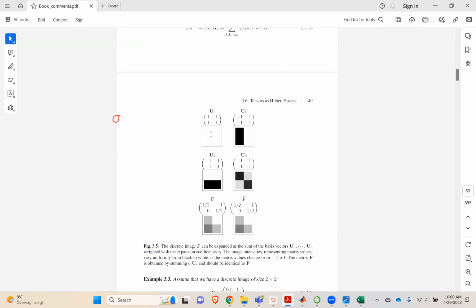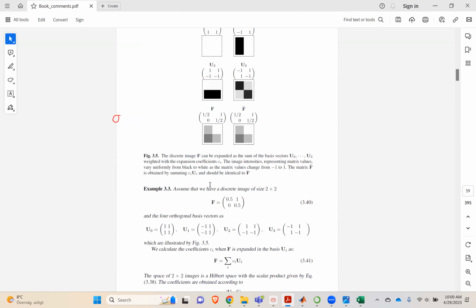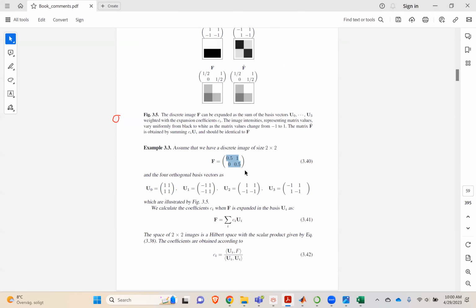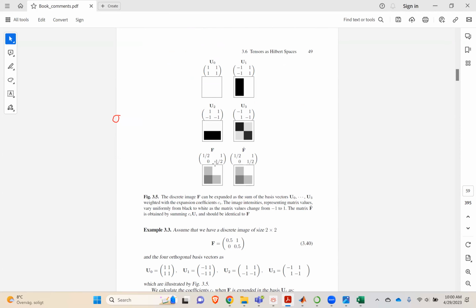So let's say you have a 4-pixel image. To reconstruct this image, this is your original image. You have 0.5 here, 1 here, 0.5 here. So 0.5 is not that much dark, 1 is full white, and 0 is half dark, because the values vary from -1 to +1. So -1 is the darkest spot, and white is 1. So this is your original image.